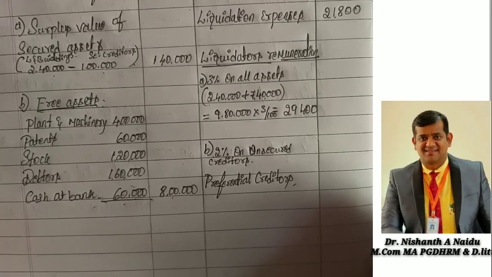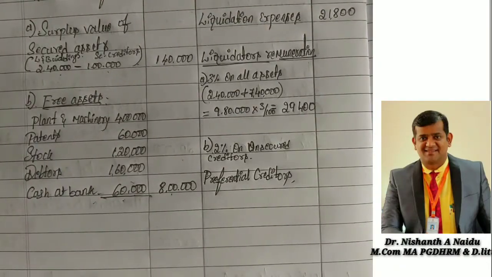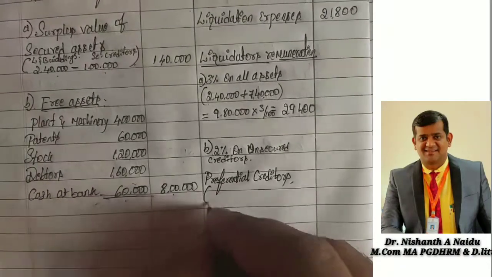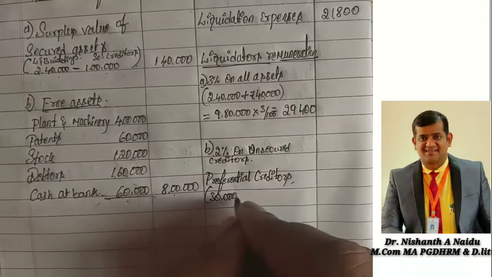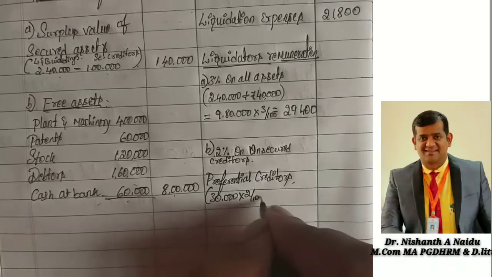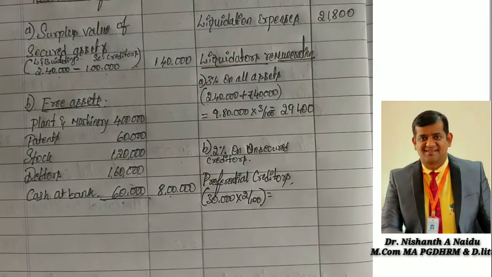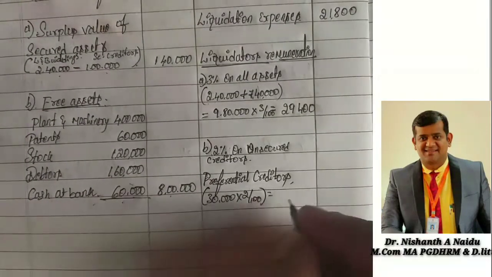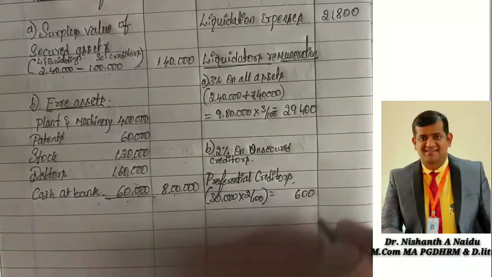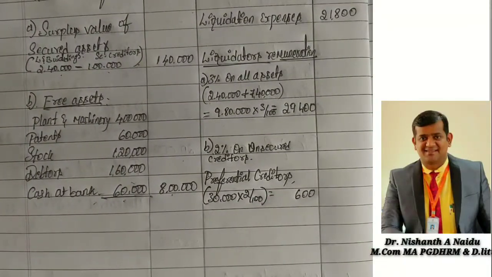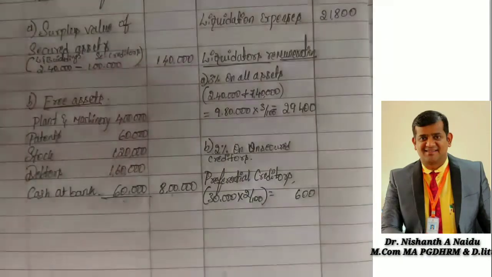See, he said 2% on amount distributed among unsecured creditors. Preferential creditors amounted to rupees 30,000, the last line of the problem. So for preferential creditors it is 30,000 into 2 divided by 100. So that comes to how much? Calculated, 30,000 into 2% comes to 600 rupees. So I have written that 600 also. So next is 2% on unsecured creditors.